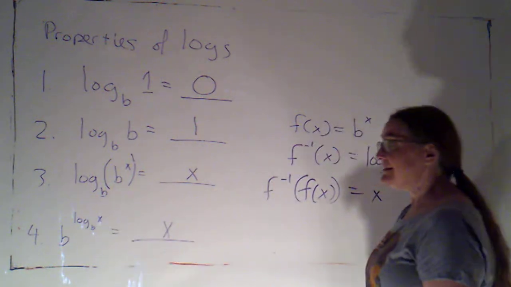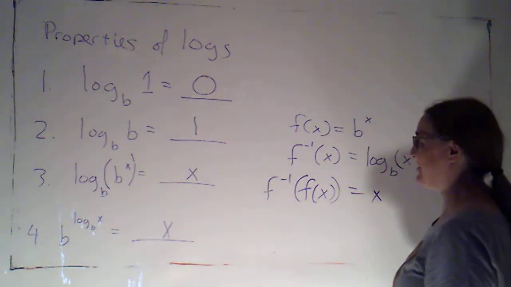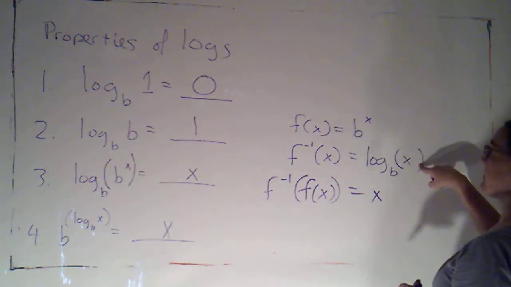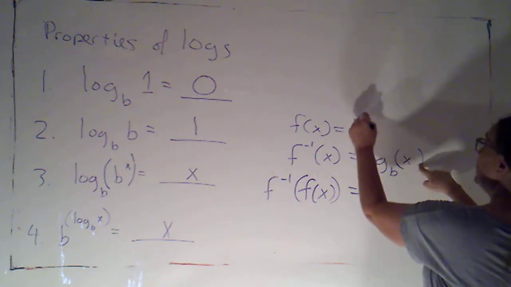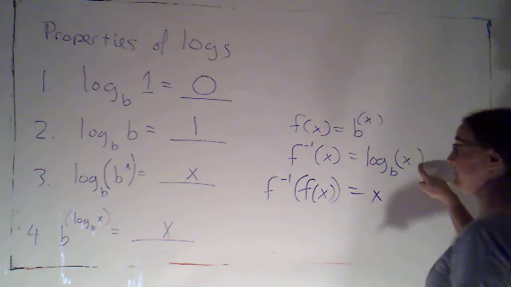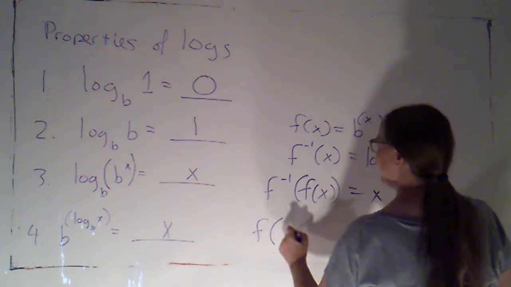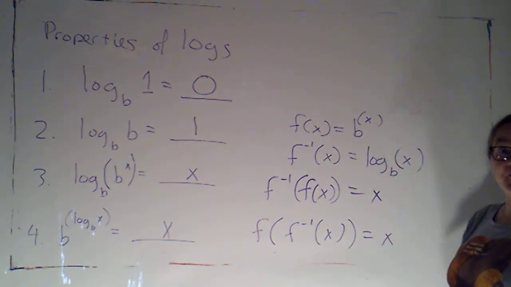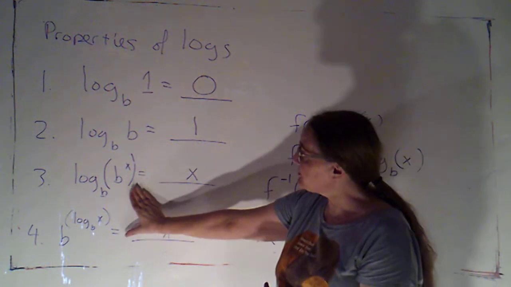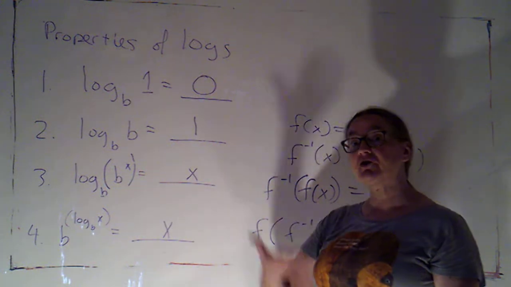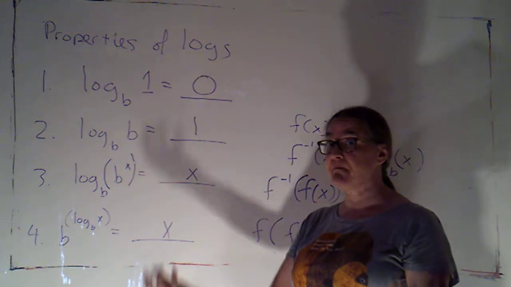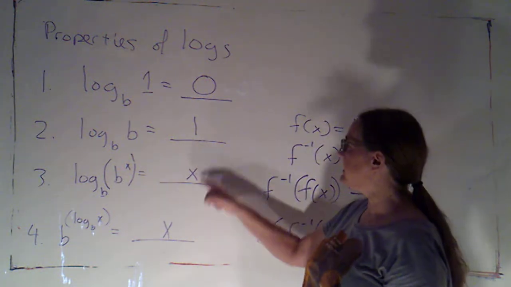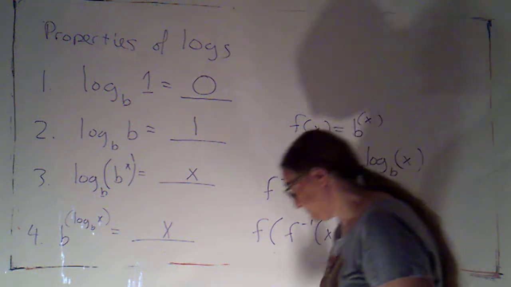Now, this is an exponential function undoing a log function. Notice what we're doing is we're taking the log base b of x, that was our f inverse of x, and we're plugging it into the exponential function. So this is just f of f inverse of x is equal to x. So these two compositions are just a log function and an exponential function with the same base being composed, and they're going to undo each other, and so they give you back just x.